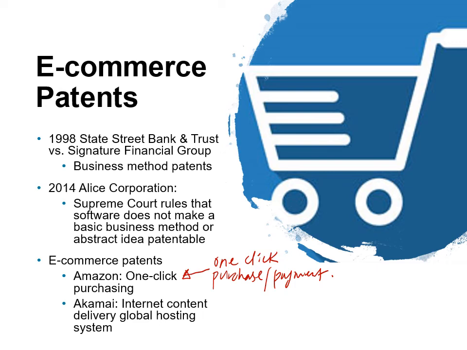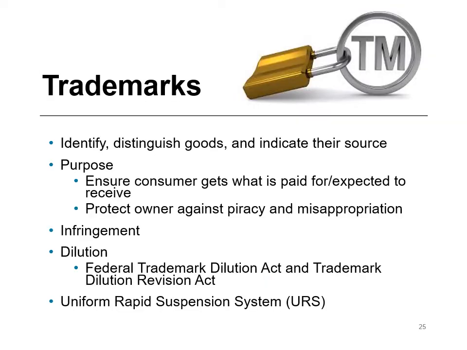And the other one is Akamai Internet Content Delivering Global Hosting System. Okay, so these are some of them. The third one, trademark. It identifies and distinguishes goods and also indicates their source, for example ingredients and also the process. The purpose is to ensure consumers get what is paid for and expected to receive, and protect owners against piracy and misappropriation.